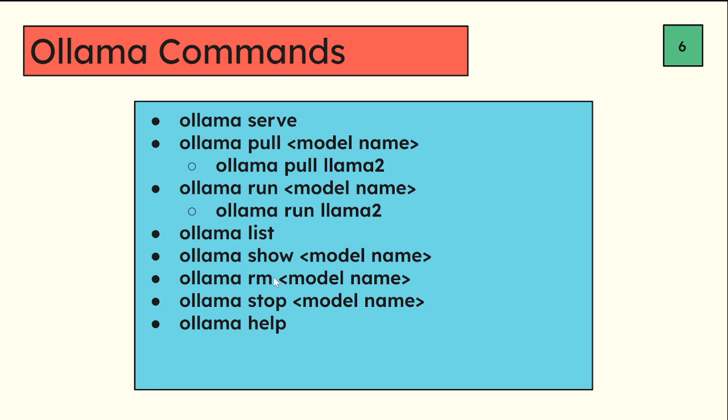And if you want to remove a model, for example, you downloaded several models and you don't have space or you don't want a specific model, you can remove that model using Ollama rm, which is basically a short form of remove. And once you are done with the model, you can always stop the model using Ollama stop.